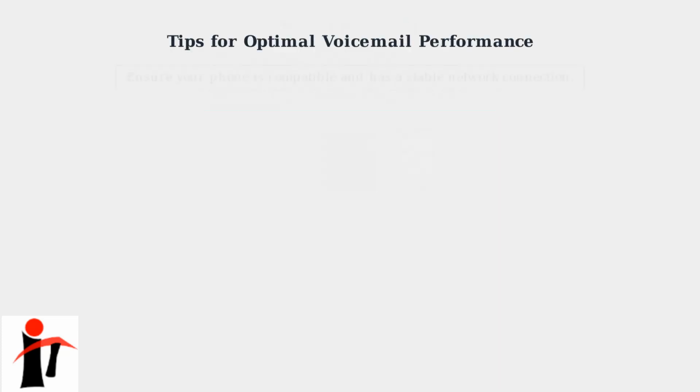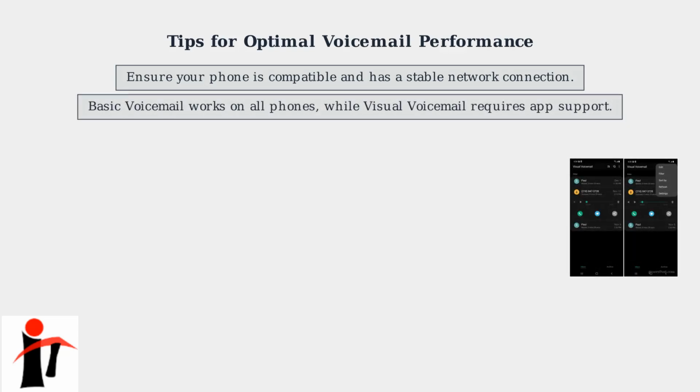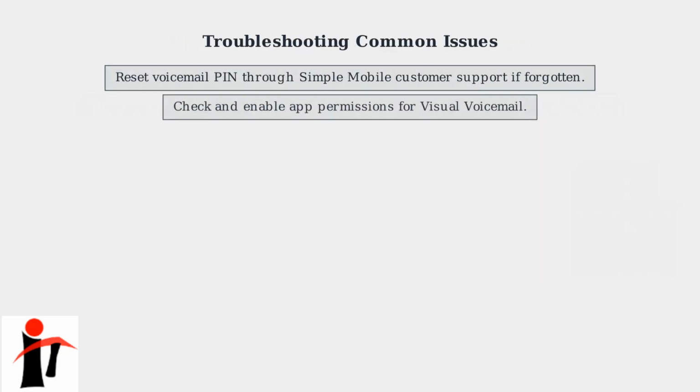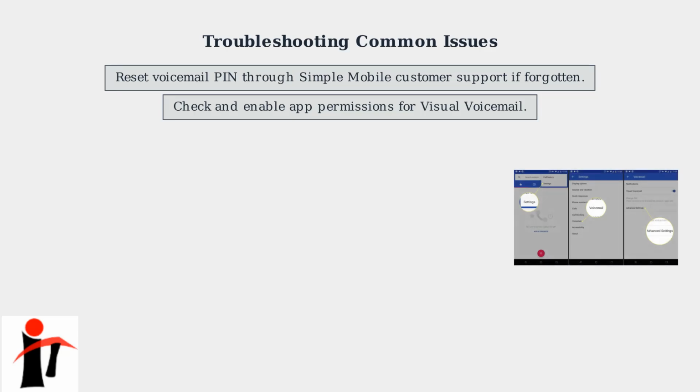For optimal voicemail performance on Simple Mobile, ensure your phone is compatible and maintains a stable network connection. Basic voicemail is universally accessible, while visual voicemail's app-centric features work best on modern smartphones. If you encounter issues, reset your voicemail PIN by contacting Simple Mobile support. For visual voicemail, ensure app permissions are properly configured in your phone settings.